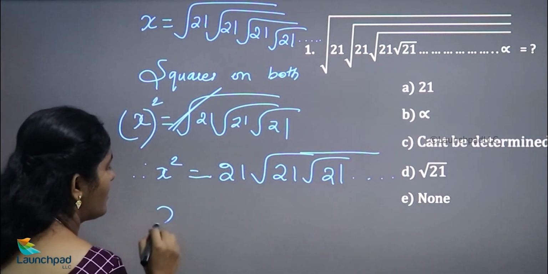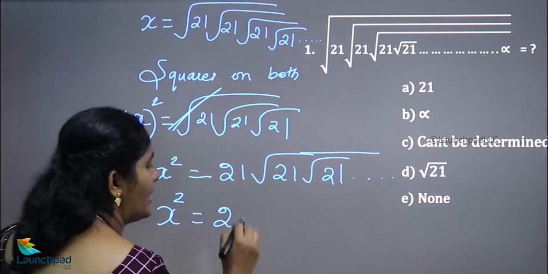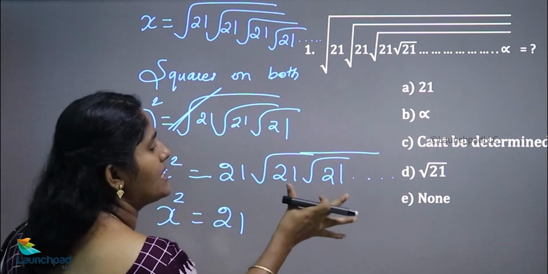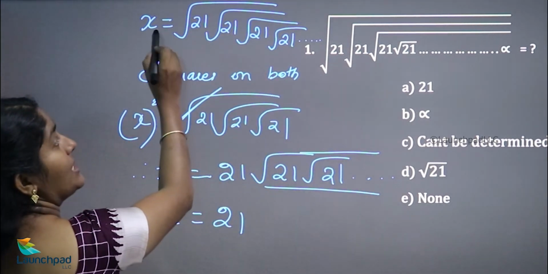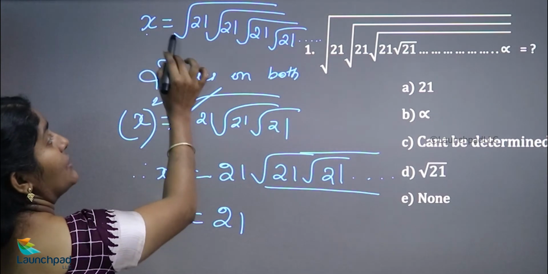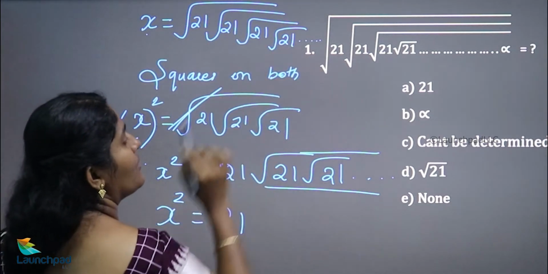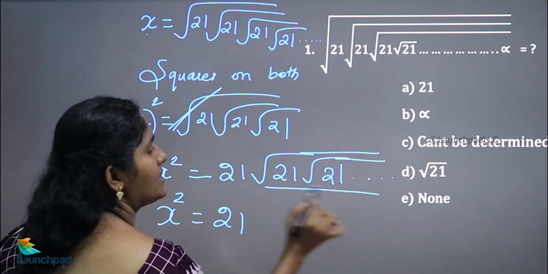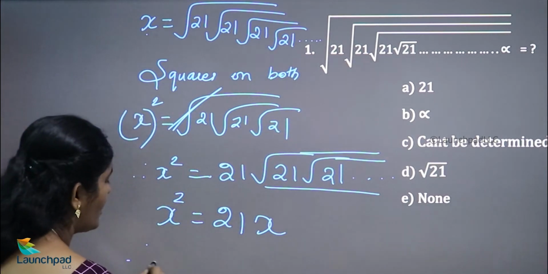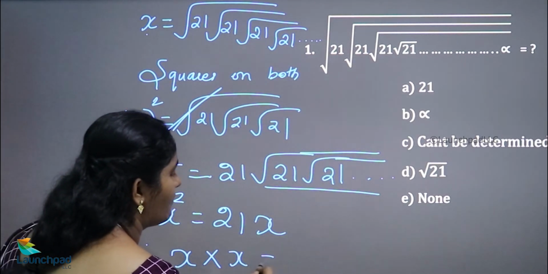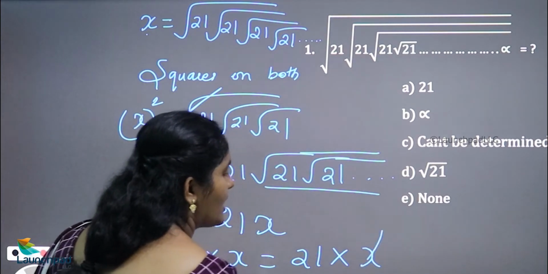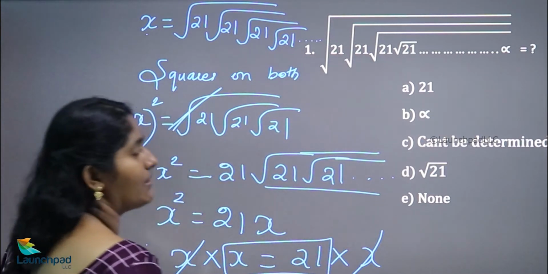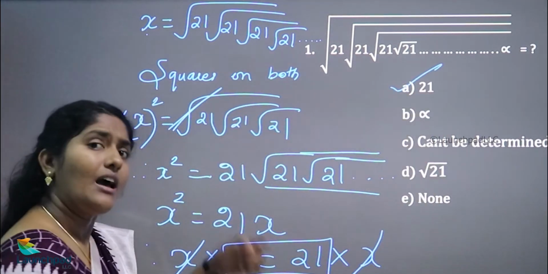Now observe this value: x square is equivalent to 21 times the root of 21, root of 21. Wherever I see this term, I can replace it by x, because initially we wrote x equals root 21, root 21, root 21. Wherever I see this type of question, I can replace this term with x. Therefore, x square, which is x into x, is equivalent to 21 into x. x will be removed. Therefore, your answer is 21. x is equivalent to 21. This is the actual procedure.